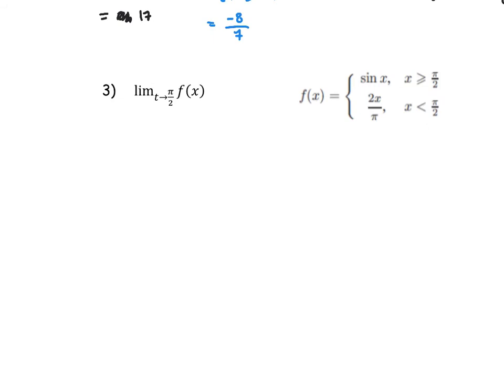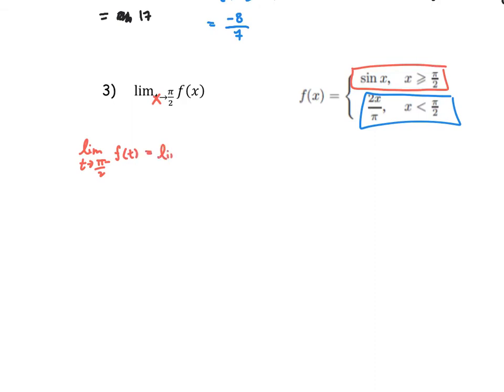Okay, so we're going to take the limit as t approaches, oops, that should be x approaches, pi over 2 of f of x. So I'm going to test the left side. Here's the left side. And here is the right side. You can tell left and right based on the inequality. So the limit as t approaches pi over 2 from the left of f of t is going to be equal to the limit as t approaches pi over 2 of sine of x. Gosh, these need to be x's.